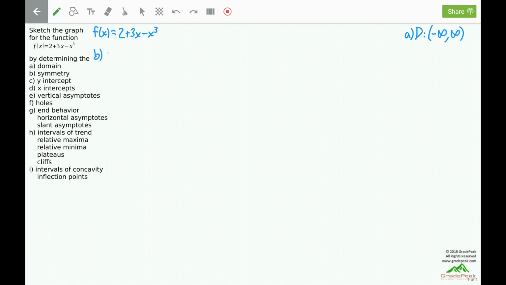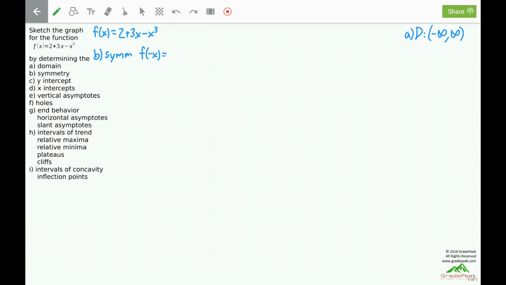For part B, we want to determine whether there's any symmetry or not. This is done by evaluating f of negative x and comparing it to the original function f of x. F of x is made up of two odd powers. This is a power of 1 here implied, that are subtracting with each other. However, there's also a constant, which is an even power, and therefore f of x will not have any symmetry.